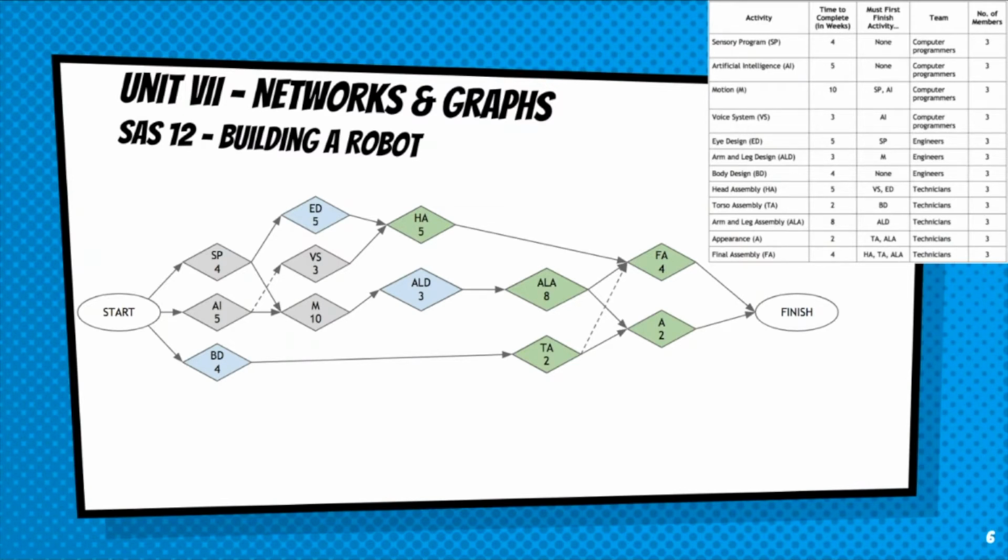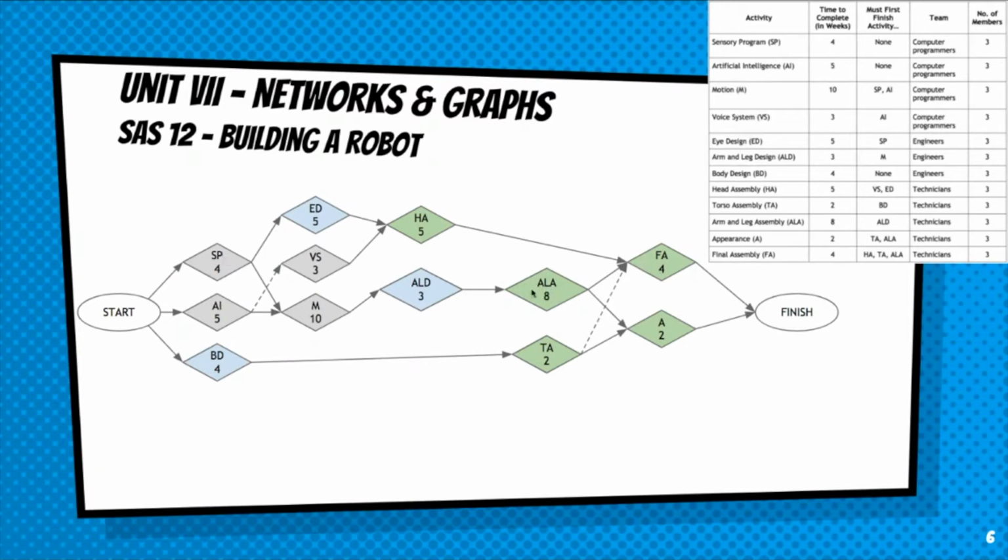is the minimum time of completion. So let's see. 4 and 5 is 9, and 5 is 14, and 4 is 18. So this top path is 18. Let's try 4 and 10. That's 14, and 3 is 17, and 8 is 25, and 4 is 29. That's a lot longer than the other one.